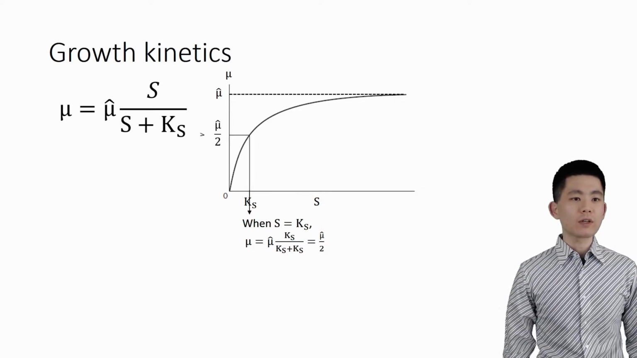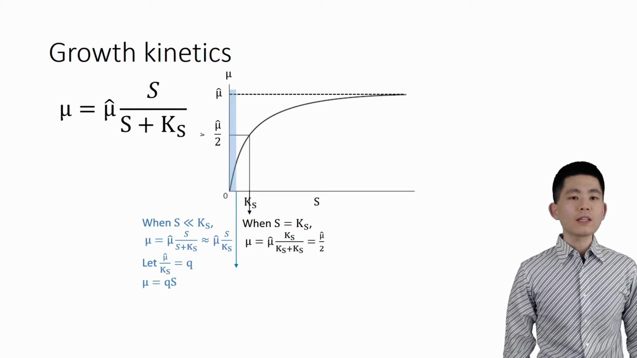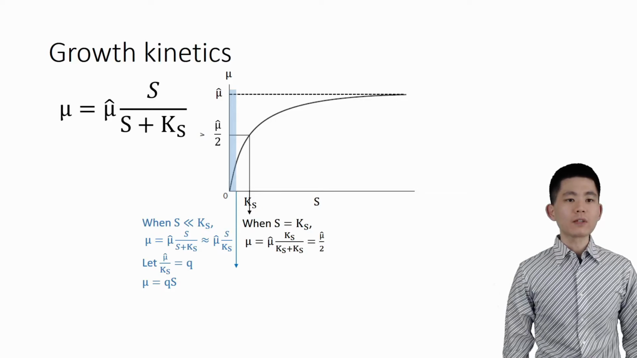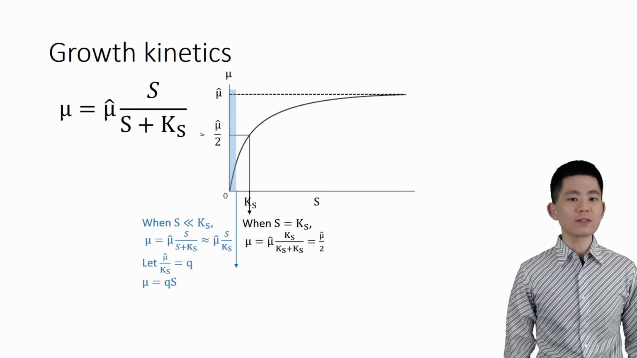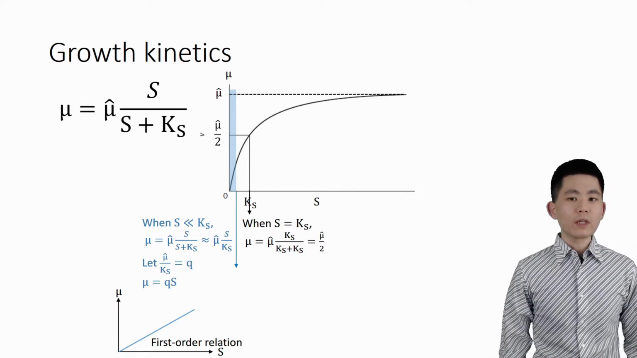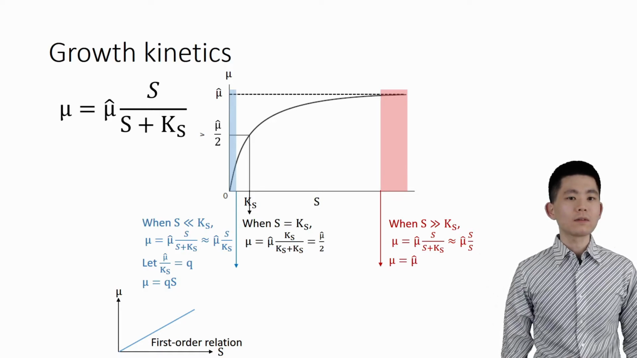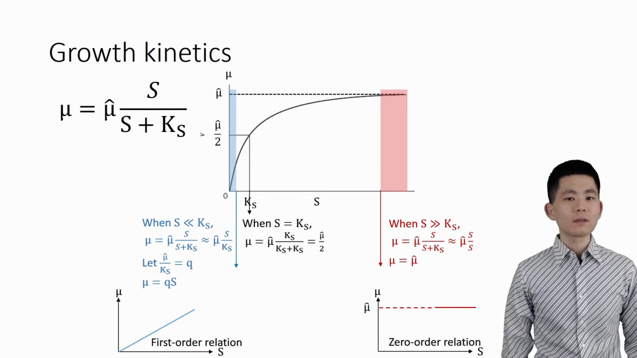When the substrate concentration S is far lower than K sub S, S plus K sub S in the denominator roughly equals K sub S. So mu can be written as mu equals mu max times S divided by K sub S. Because both mu max and K sub S are constants, mu is in a first order relationship with S. When S is far larger than K sub S, S plus K sub S roughly equals S. Then mu equals mu max, a zero order relationship.